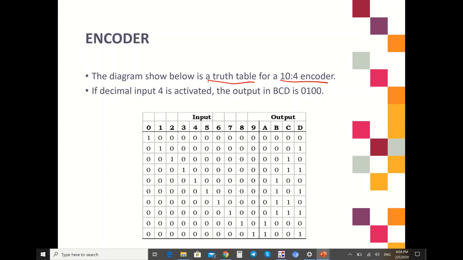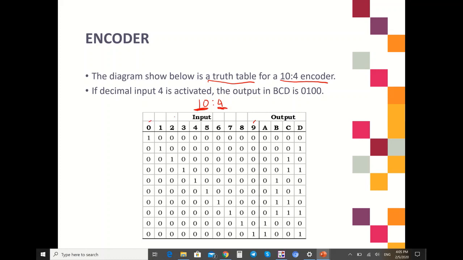But in this chapter, for the encoder, because your input is a decimal number, based on this truth table you need to list down the value of the input. Because your encoder is 10-4, meaning that you need to have 10 inputs, which consist of 10 decimal numbers, starting with decimal 0 until decimal 9.